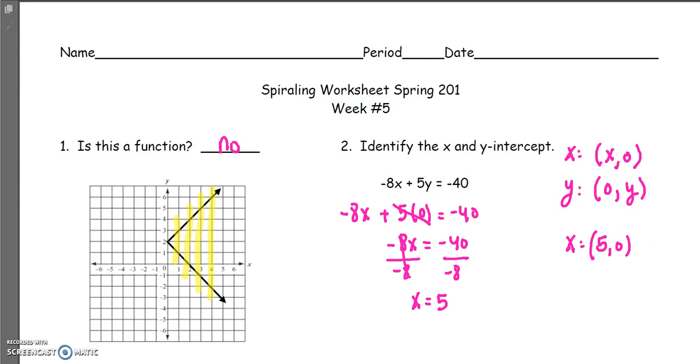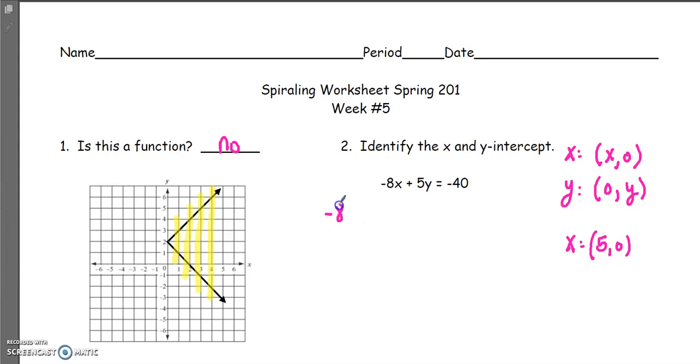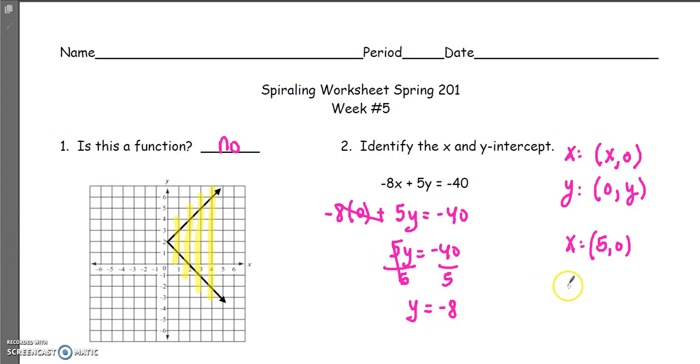And then if we do it again for my y, this time I'm replacing my x with 0 and solving for the y. So this is gone, leaving my 5y equals negative 40. Divide both sides by 5. So my y will be a negative 8. So my y-intercept would be 0, negative 8.